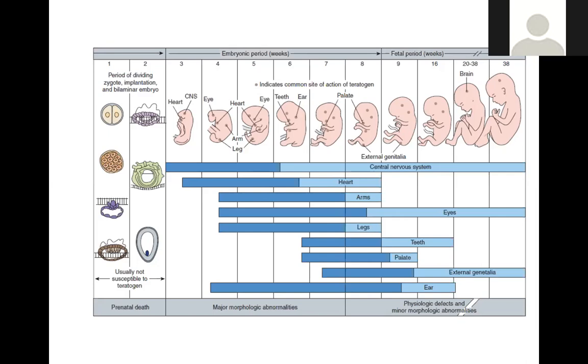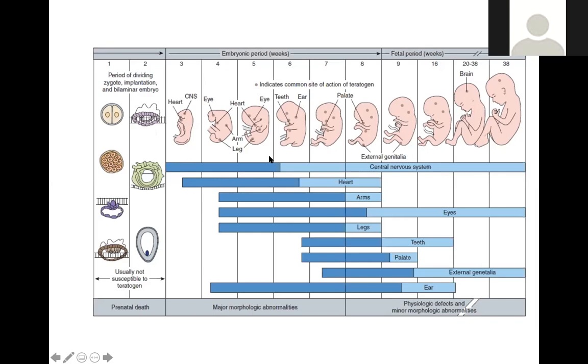Your heart is developed between like 3.5 weeks to 8 weeks. Arms, eyes, legs, teeth, the palate, or being able to taste, external genitalia, and your ears or your hearing are developed kind of in the middle there. So if there was some sort of damaging teratogen, such as a chemical, or exposure to a drug that's not healthy to be on while pregnant, and it was administered during a certain week, you could see how it could affect that fetus and the development of that certain thing.